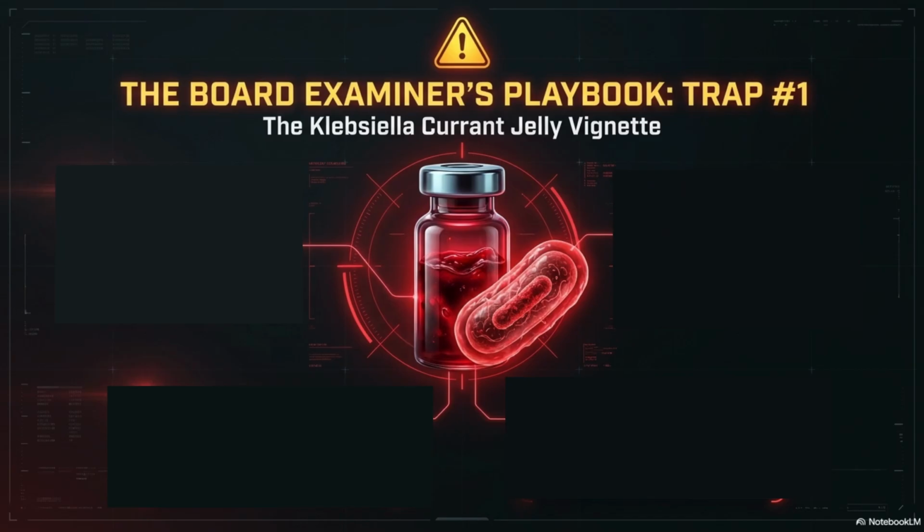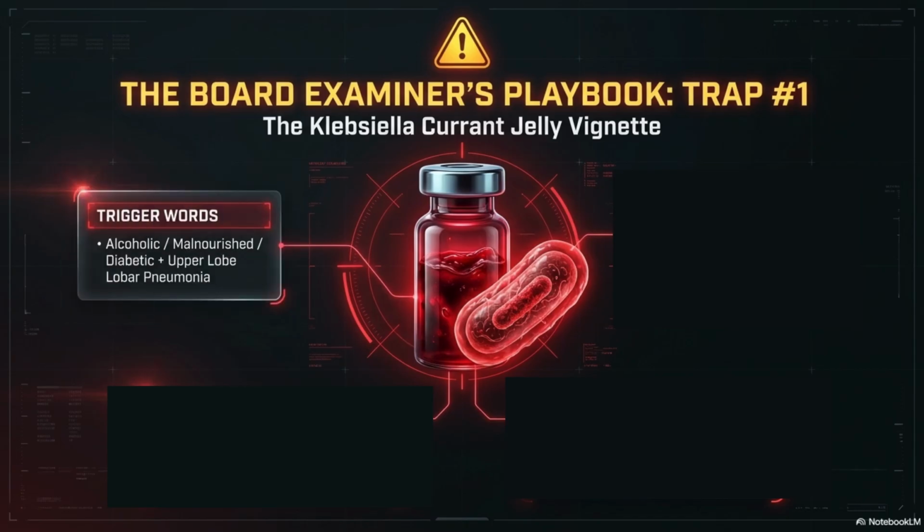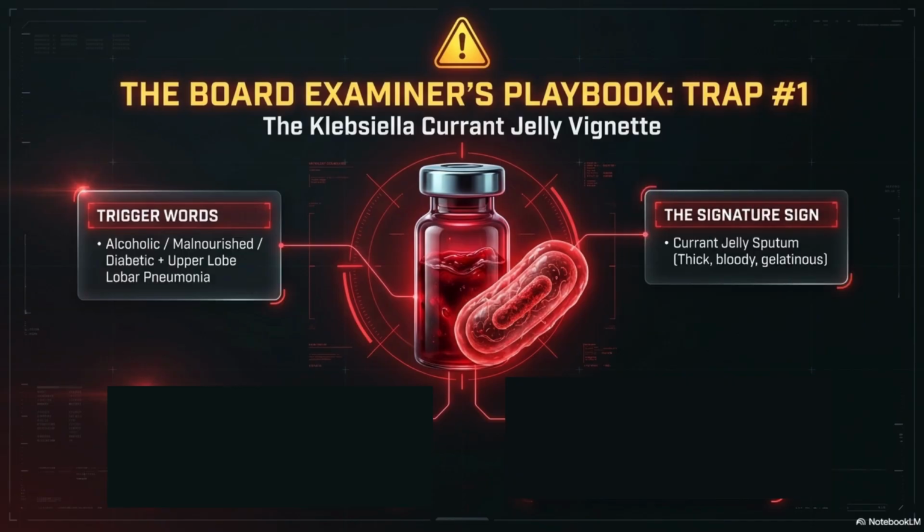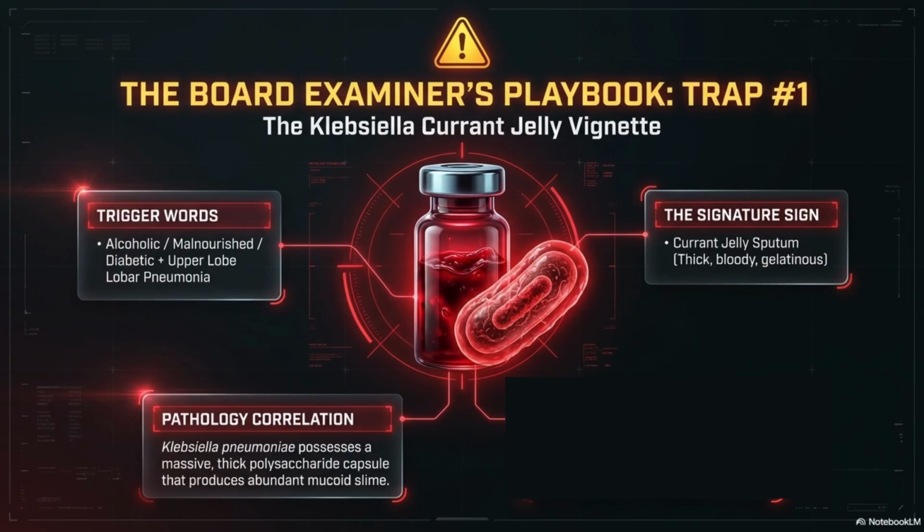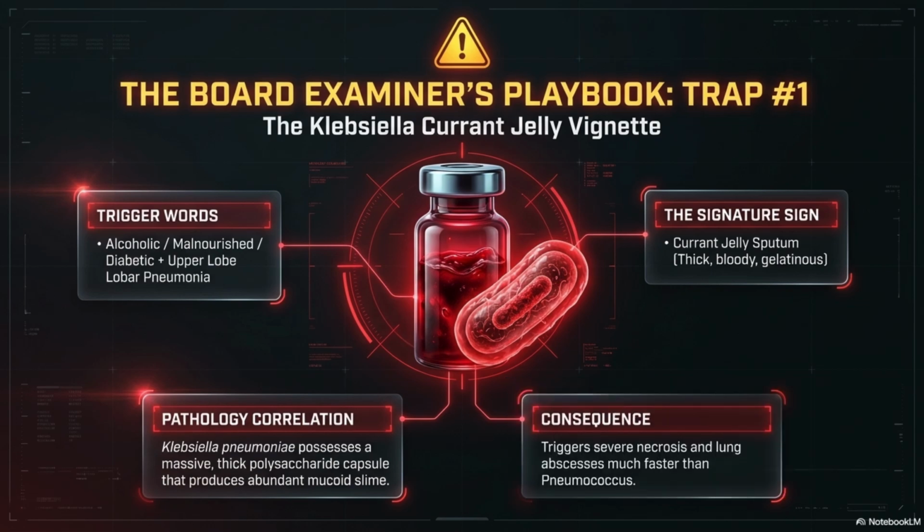Now let's crack open the examiner's playbook with trap number 1, the Klebsiella currant jelly vignette. Your trigger words on an exam will be an alcoholic, malnourished, or a diabetic patient presenting with an upper lobe lobar pneumonia. The signature sign is currant jelly sputum, meaning it is thick, bloody, and gelatinous. The pathology correlation here is that Klebsiella pneumoniae possesses a massive, thick polysaccharide capsule that produces abundant mucoid slime. The consequence of this is that it triggers severe necrosis and lung abscesses much faster than pneumococcus.